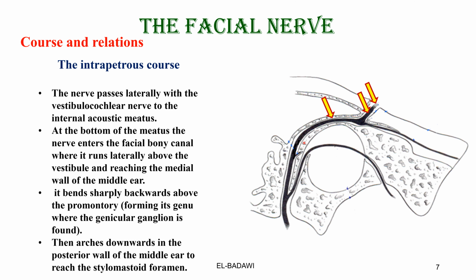Then it passes downwards behind the posterior wall of the middle ear to come out through the stylomastoid foramen, that is the part behind the posterior wall. So that is the course of the nerve within the petrous part of the temporal bone. First, laterally above the vestibule of the inner ear, reaching the medial wall of the middle ear, it turns sharply backwards, forming the genu, then above the medial wall, and then behind the posterior wall to come out through the stylomastoid foramen.